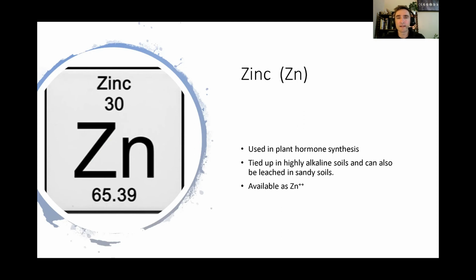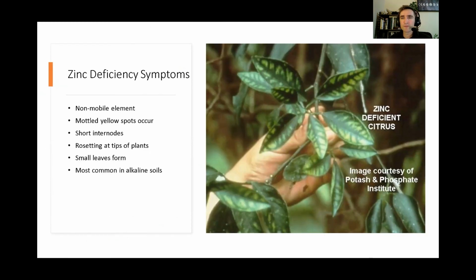Now let's talk about zinc. Zinc is used in plant hormone synthesis, and it too is one that could be tied up by a highly alkaline soil. Zinc's also very important for human nutrition, and we need zinc to help us absorb all of our other minerals. In plants, it's a non-mobile element, and a zinc deficiency will display a mottled yellow spot. So not quite interveinal chlorosis. It's more of a mottling color.